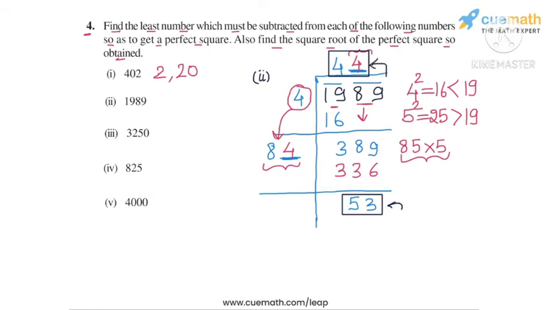So the answer for part 2 is that the smallest number you can take away is 53 to get a perfect square, and the square root of the number so obtained will be 44. And if you want, you can verify this. 1989 minus 53 will be equal to 1936, and this is the perfect square of 44. Okay, so that completes part 2.